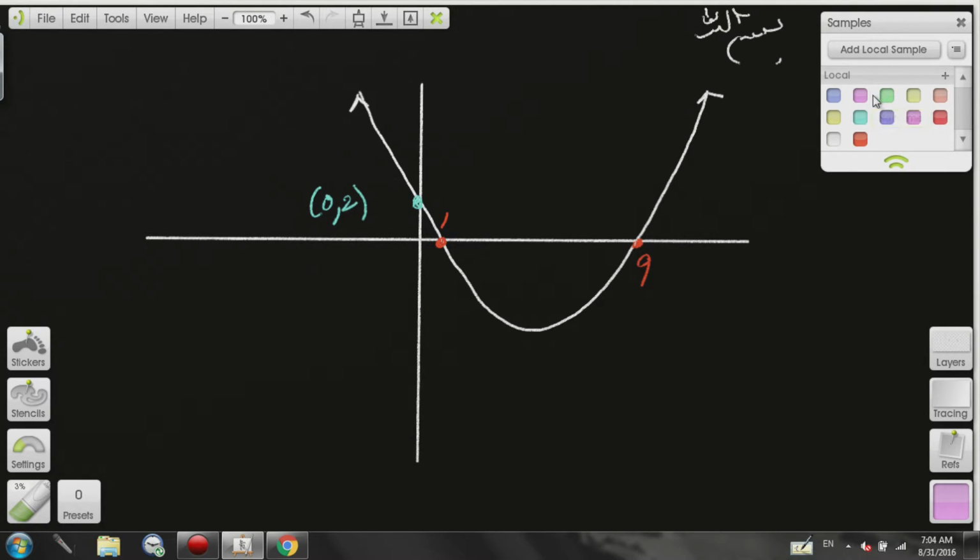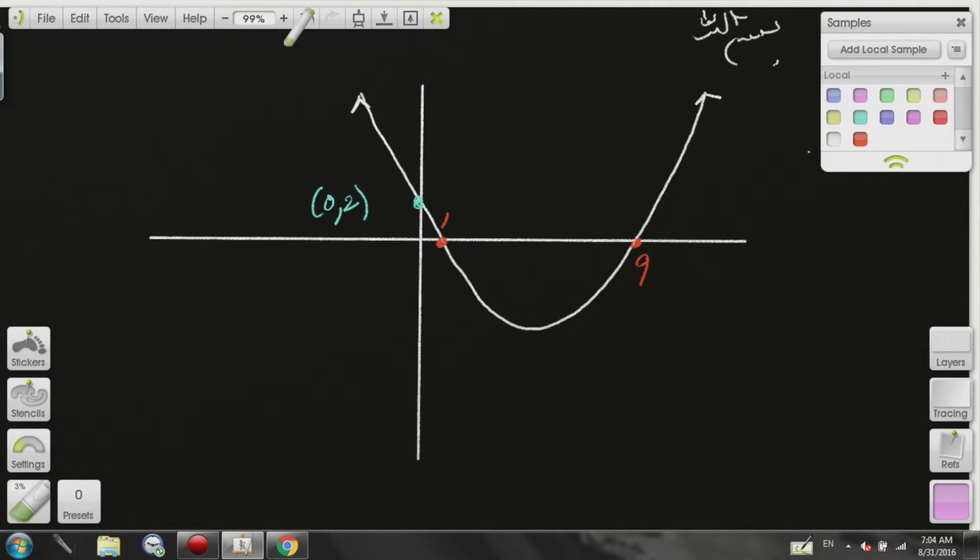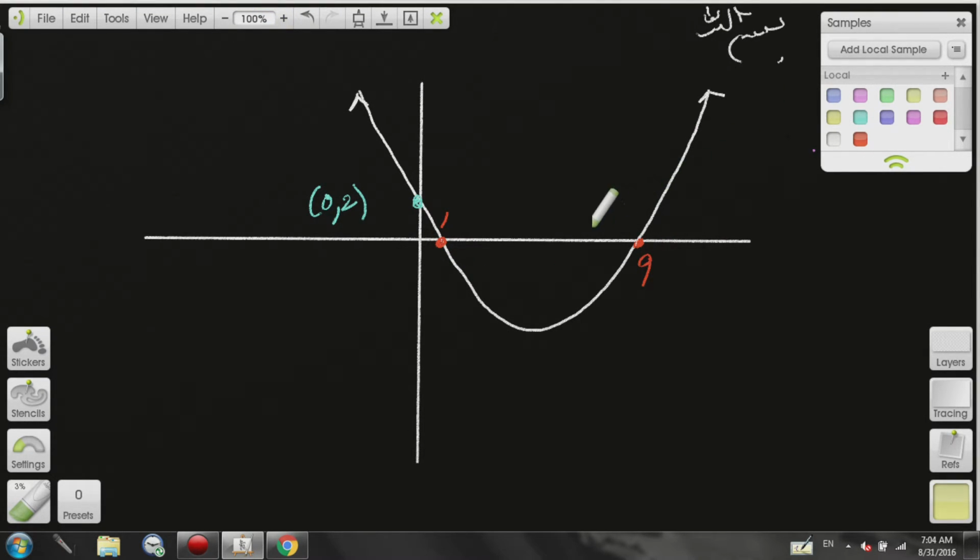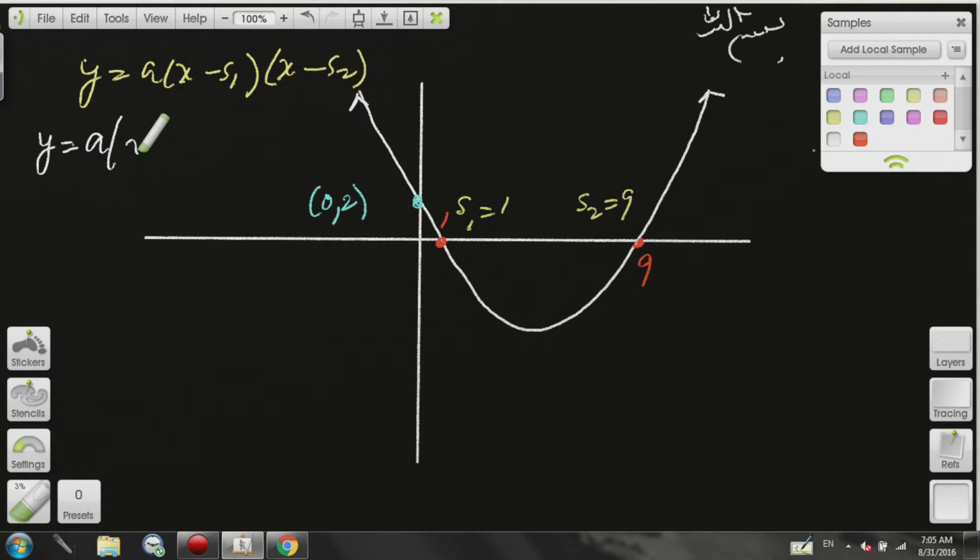And I'm telling you it's a quadratic function. Because if I didn't tell you, it could be something like this, you know? That's not a quadratic, right? But I'm telling you it's a quadratic function. So how do you find the equation? Well, you know the x-intercepts. Maybe you can plug them in the x-intercept form. So what's S1? Well, S1 is 1, S2 is 9. Why don't you just plug it in? So y equals a times (x minus 1)(x minus 9). Oh, there we go, I'm done.